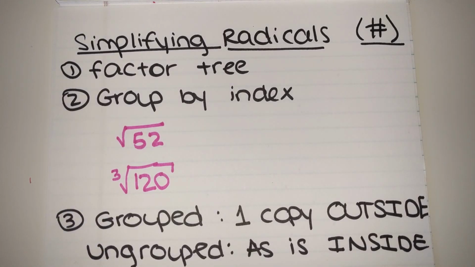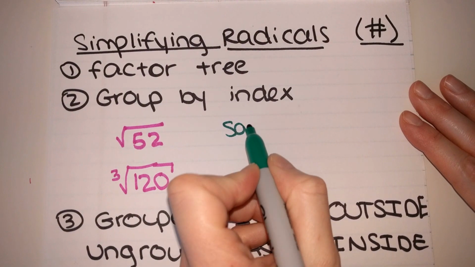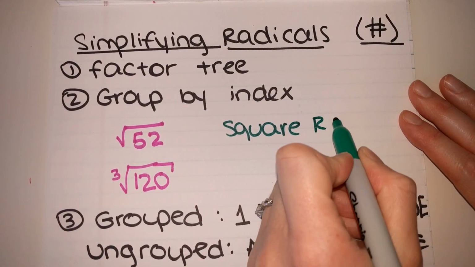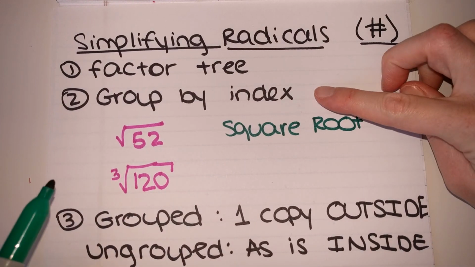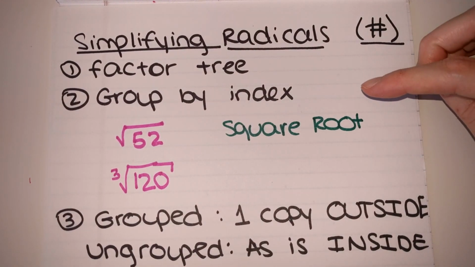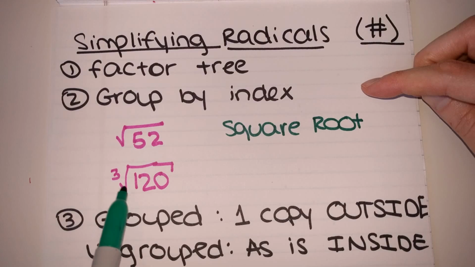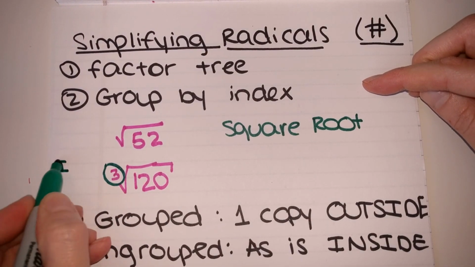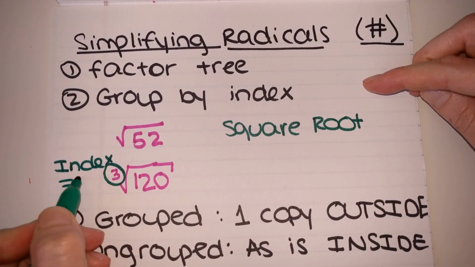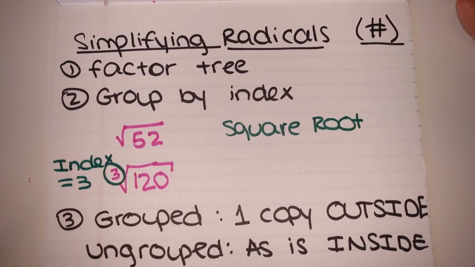Now, one thing that we do have to keep in mind is the square root. Because it is such a common radical, we actually drop what the index is. And the index, remember, is the number that is in front of the radical. So for example, like this cube root of 120, that would have an index of 3. So the index here is equal to 3. But with the square root, you don't see an index.